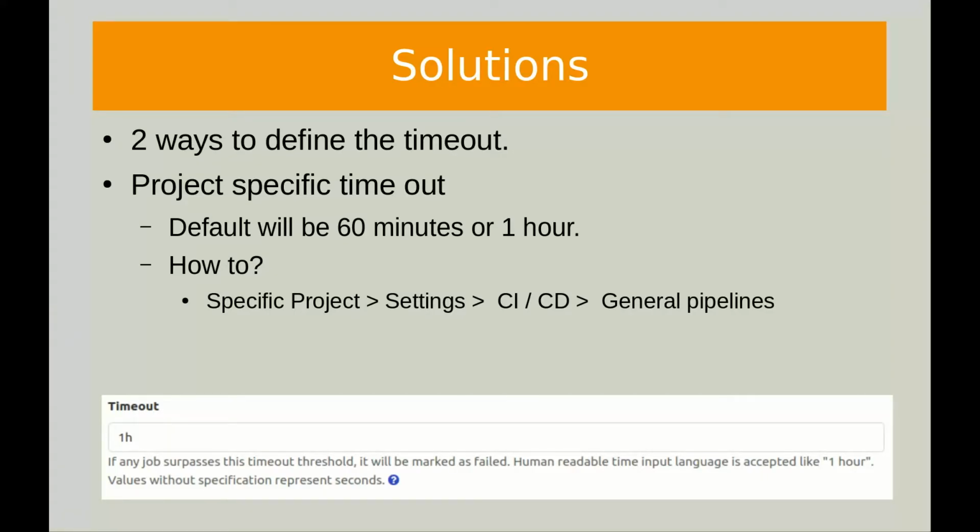Now, as I have mentioned earlier, you can define timeout in two ways. One is project level timeout and another one is runner level timeout. So let's see project specific timeouts first. The default timeout will be 60 minutes or 1 hour. To define project level timeout, you need to go to specific project, settings, CI/CD, general pipelines. Over there, you will get this option timeout. If any job surpasses this timeout threshold, it will be marked as failed. So over here, you can define project level timeout.